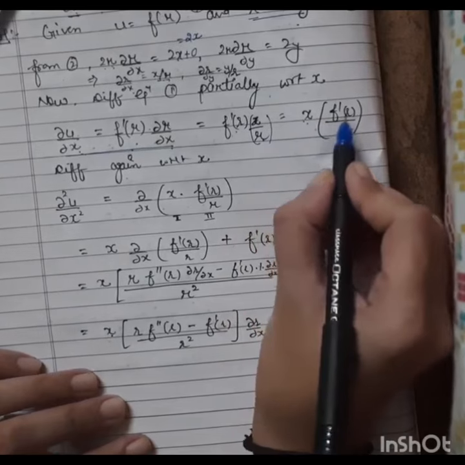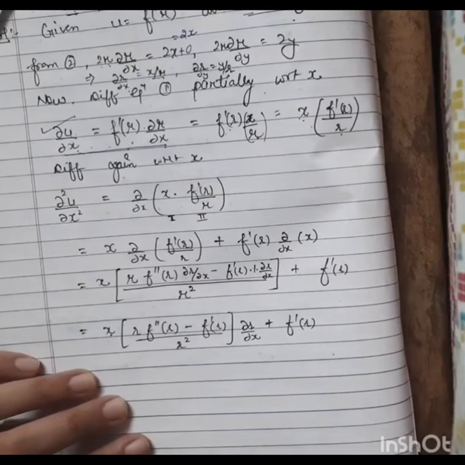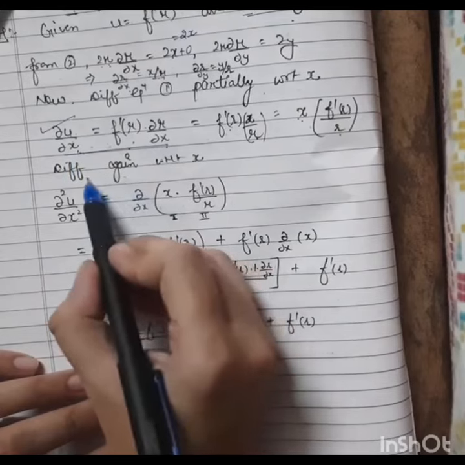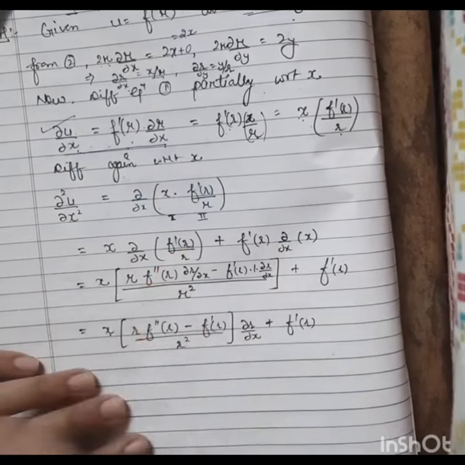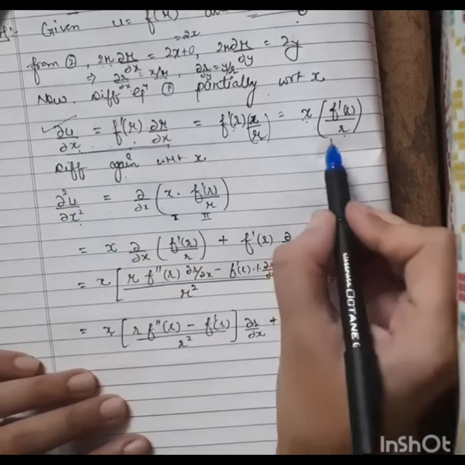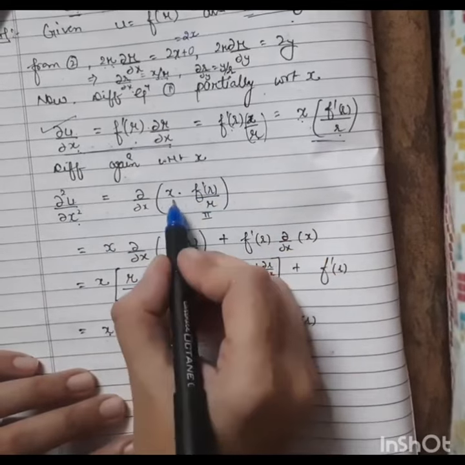X को आगे लिख दिए, f dash r upon r. So I got the value for curl u by curl x. Now I need to calculate second order derivative. So I will differentiate this again with respect to x. So it becomes curl square u by curl x square, derivative of this term x into f dash r upon r. Here you have two terms.